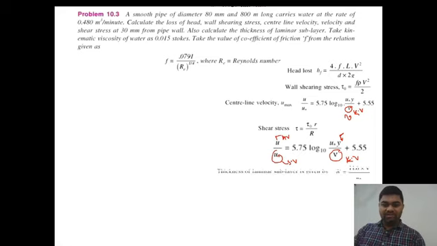And what else we need to find out? The thickness of laminar sublayer. That will be calculated by delta dash is equal to 11.6 nu, kinematic viscosity, by U star, that is nothing but our shear velocity.